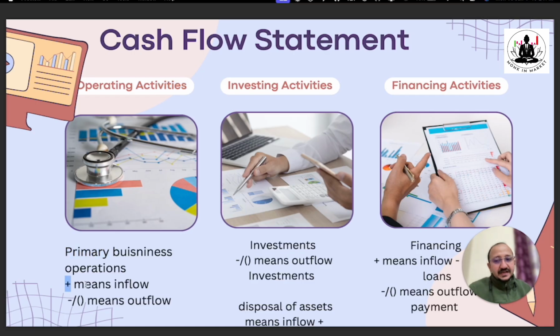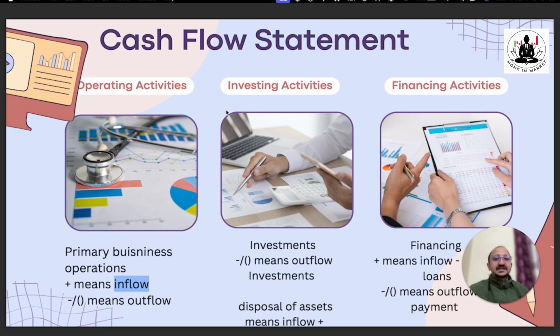Positive sign means money is coming in, inflow. Negative means cash is getting reduced, so cash is moving out. Positive, cash is adding on, it's coming to me. Negative means cash is getting subtracted from my accounts. Negative means outflow, positive means inflow.